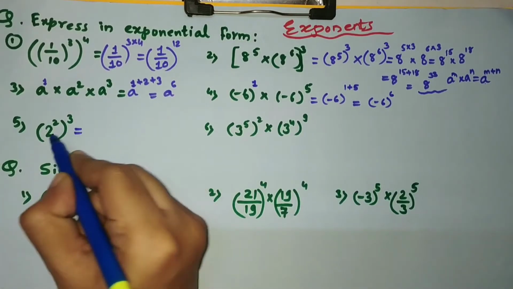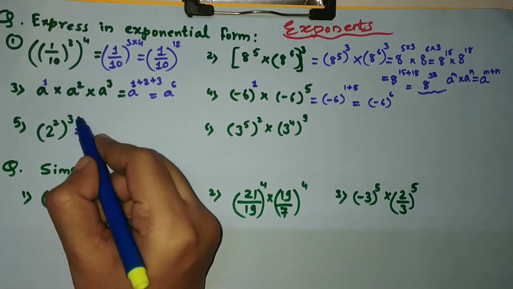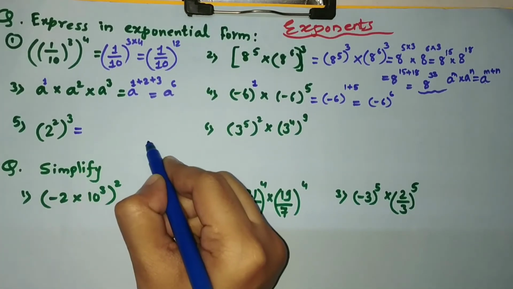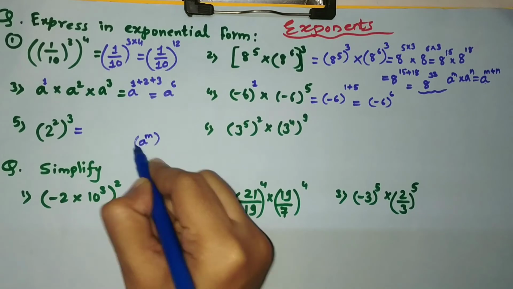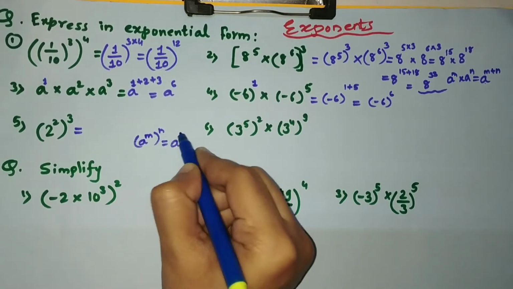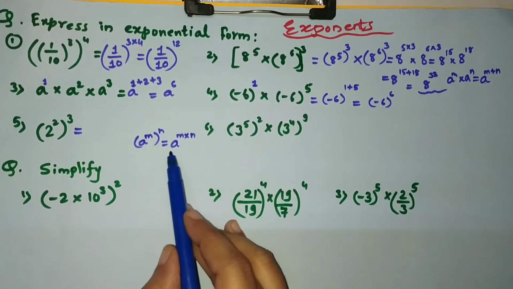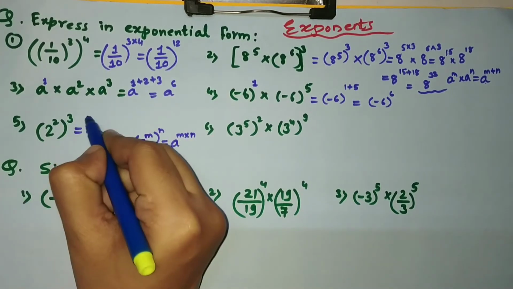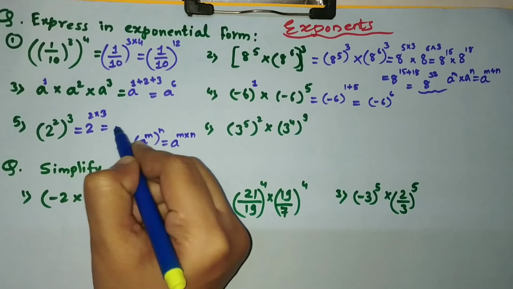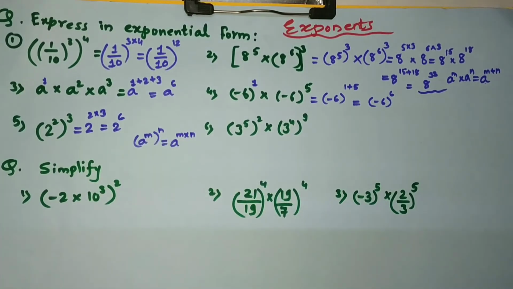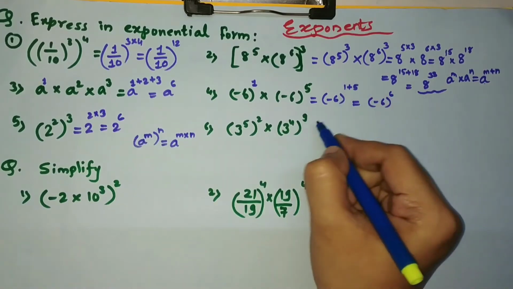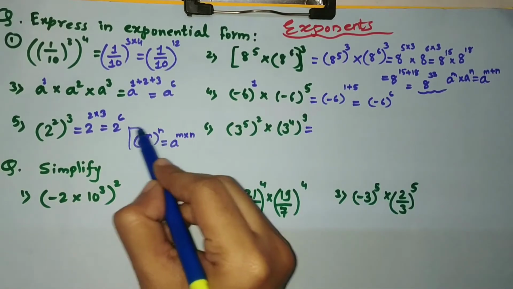Now next we are having (2^2) to the power cube. Friends, we know that when we are having such a case, we'll go for the law (a^m)^n, which is nothing but a to the power m into n. We'll use this law here. So that means 2 to the power 2 into 3, that means 2 to the power 6. So here it is, we'll get 2 to the power 6. Now moving to the next, here we are using this law.